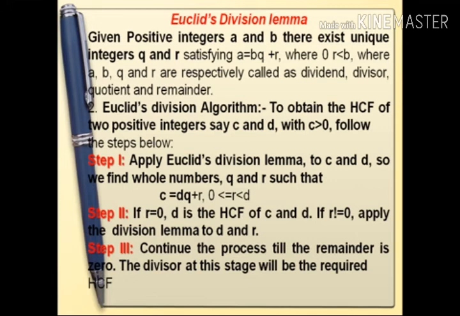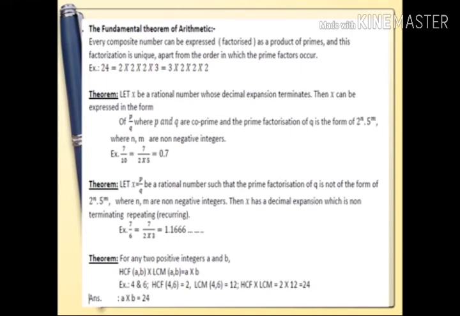They tell us that to obtain the HCF of two positive integers c and d, with c greater than d, follow several steps. First, apply Euclid's division lemma to c and d, so we find c equals dq plus r. Here r may be 0 or greater than 0, and obviously less than d.